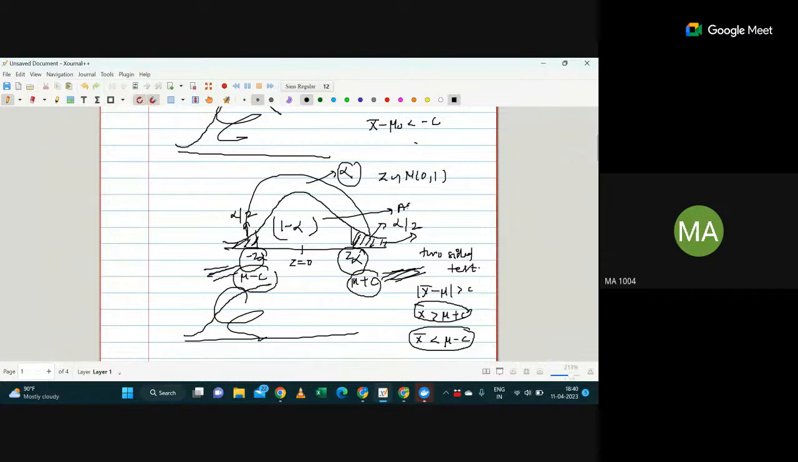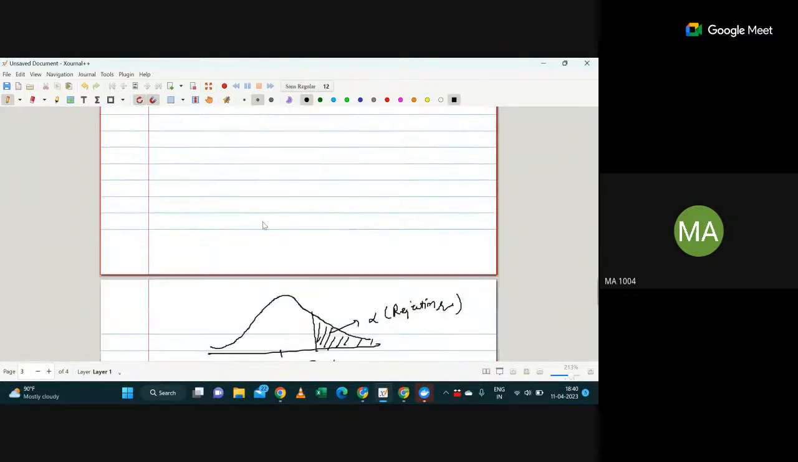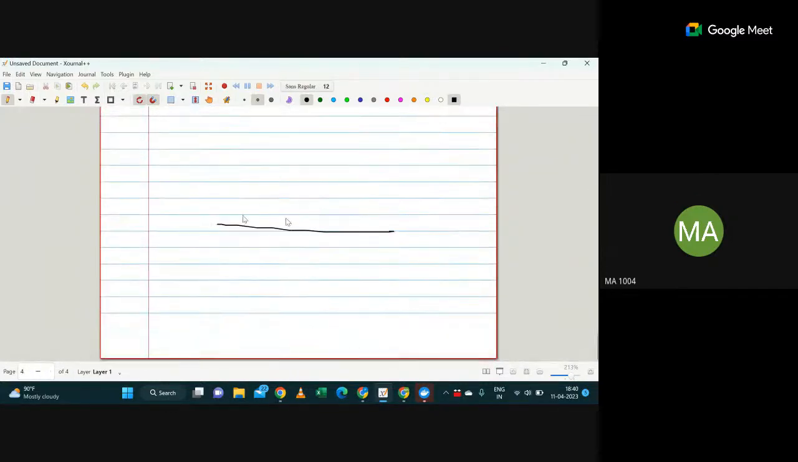This is my acceptance region. In the question, let me draw one new graph. Suppose this is z equal to 0, and this is z alpha. It's a two-sided test, and suppose this is minus z alpha. So this is alpha by 2, this is alpha by 2, and these two are the rejection region. So 1 minus alpha is the acceptance region.